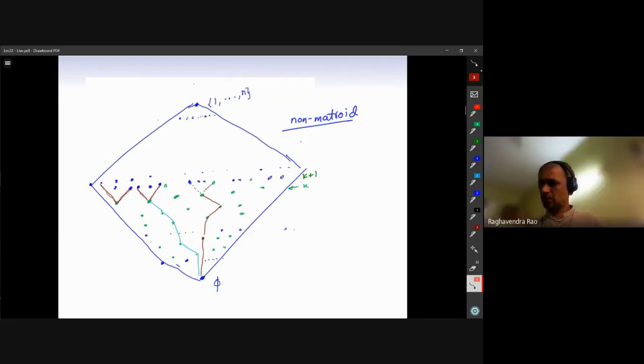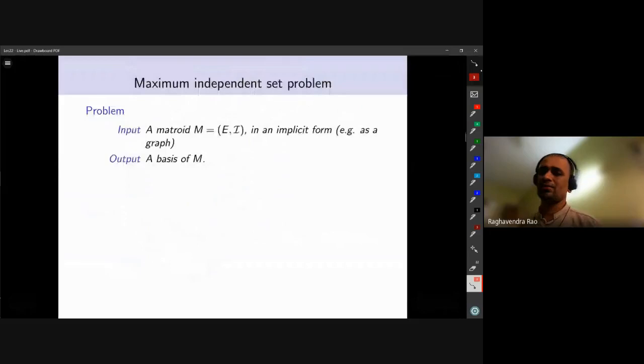I'm just going to formulate what we call the maximum independent set problem for a matroid. I'm not worried about complexity right now. I'm only worried about having a meta structure for a greedy algorithm.